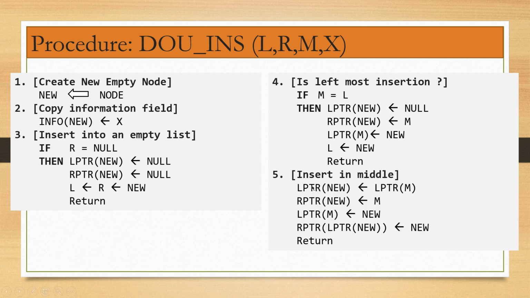Step number 5, insert in middle. For this, LPTR of new is equal to LPTR of m, that means left pointer of new now becomes left pointer of m. Then left pointer of new is equal to m. So right pointer of new now becomes m. Then left pointer of m now becomes new, and right pointer of left pointer of new becomes new. So this is the algorithm to insert a node in a specific position, that is leftmost or middle.